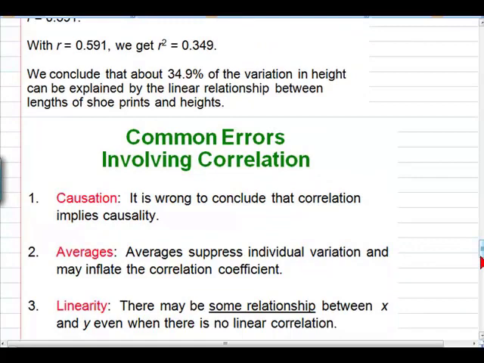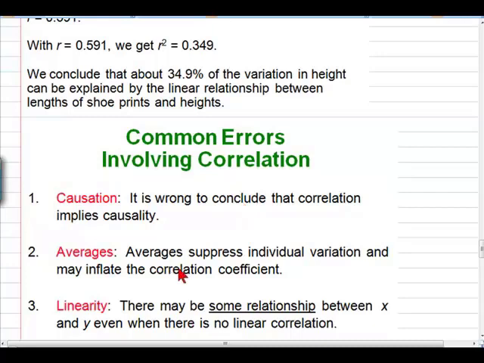Some common errors involving correlation. It's wrong to conclude that correlation implies causation. There's correlations between who wins the World Series and how the stock market does. But does the World Series really have anything to do with the stock market? No. So just because there's a correlation, that doesn't mean that that's implying causation.